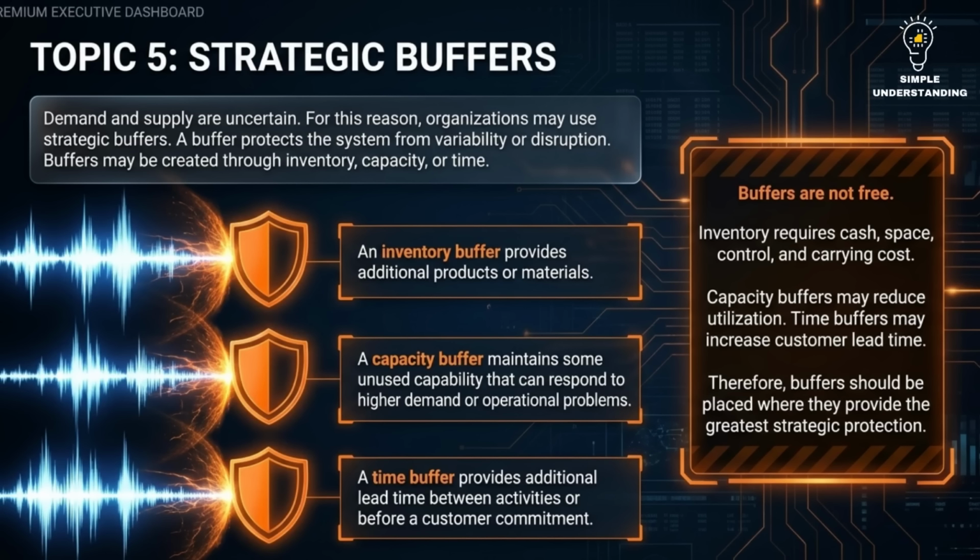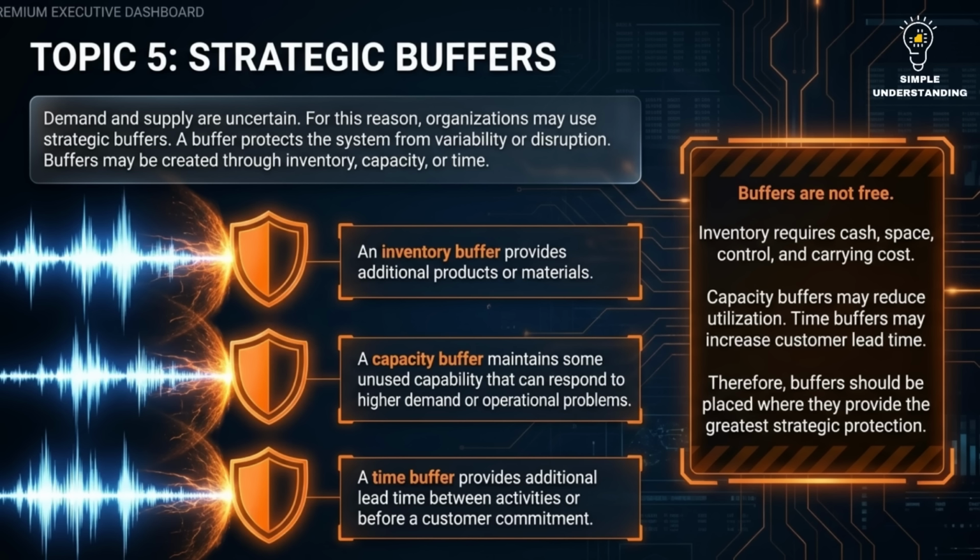Topic 5. Strategic buffers, bottlenecks, and capacity risks. Demand and supply are uncertain. For this reason, organizations may use strategic buffers. A buffer protects the system from variability or disruption. Buffers may be created through inventory, capacity, or time.